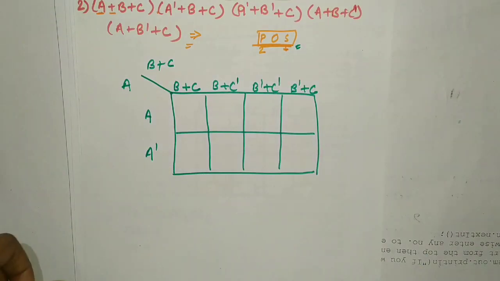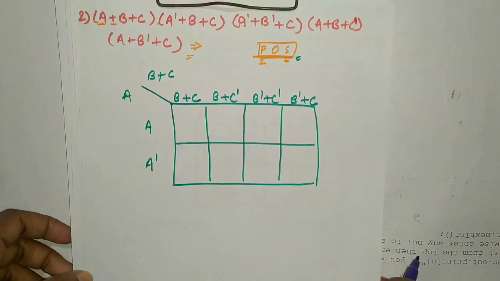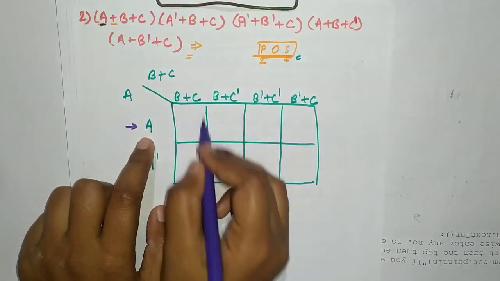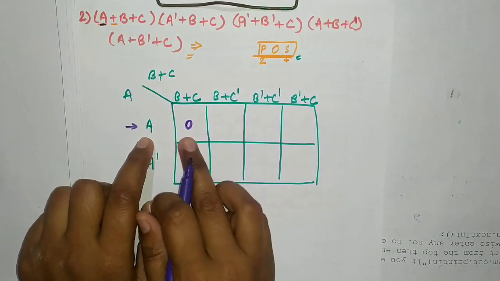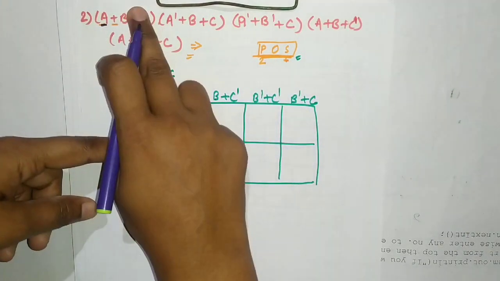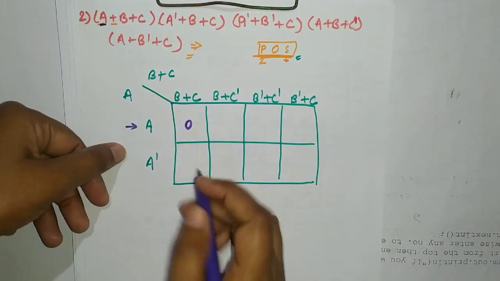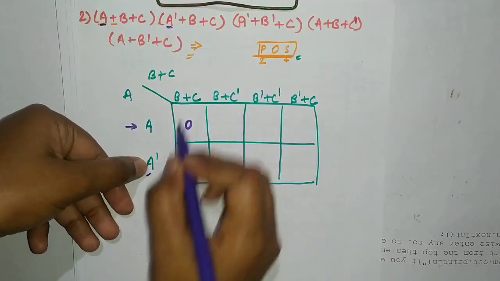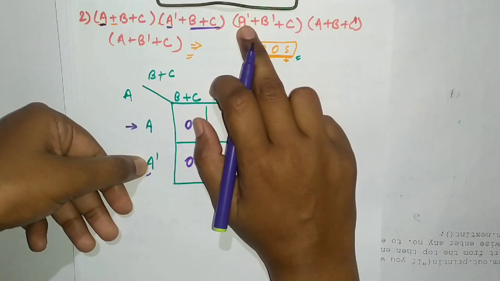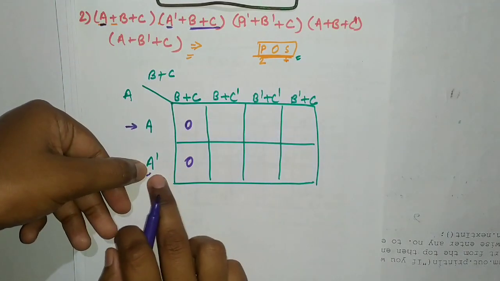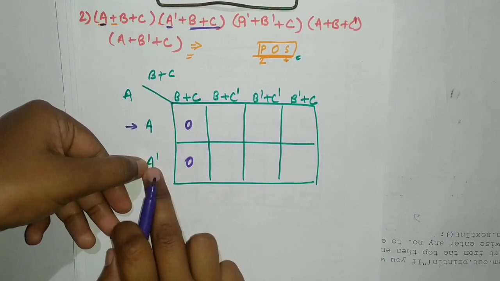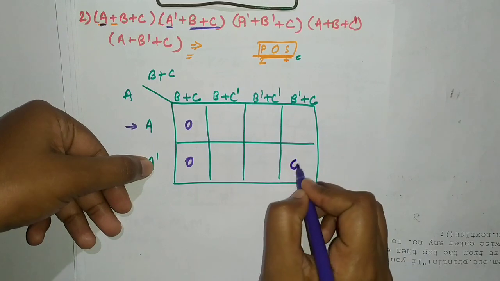So let's put the values. Firstly A, that means this one, B plus C. In these boxes we put a 0. Why do we put a 0? Because in the POS form 0 means true, that means this value is available in that box. Next is A dash, that means here, then again B plus C. Next is A dash, that means second row, and B dash plus C, that means fourth column, second row, fourth column. Then we put the value here.